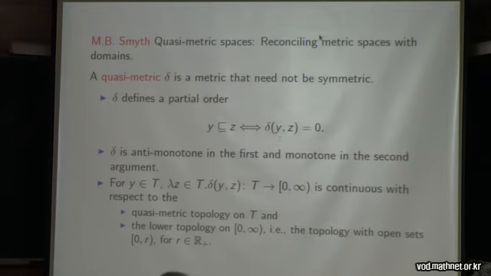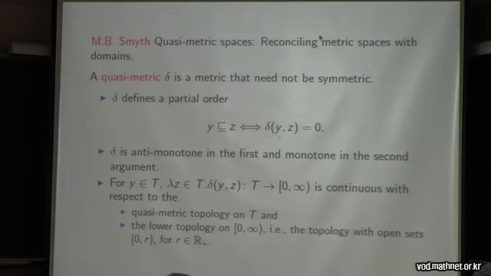Now every quasi-metric defines a partial order in this way. So y is below z if the distance from y to z is 0. So we see that the point z that can be reached by no effort from y, that is a cone. It's no longer a point.